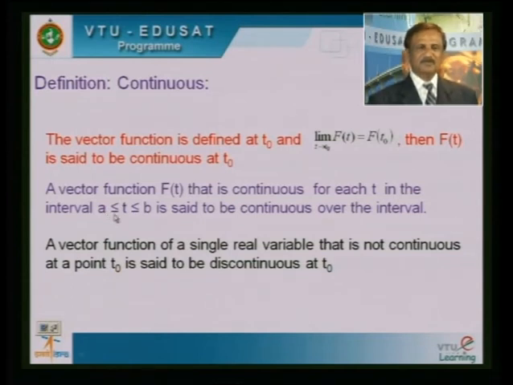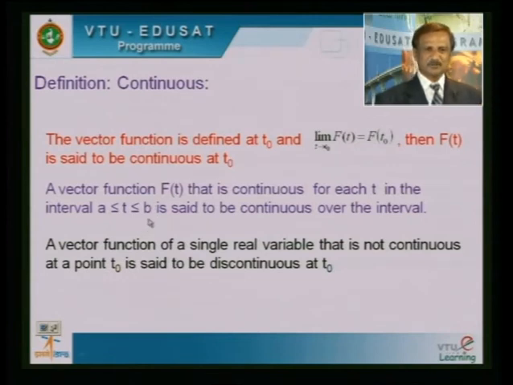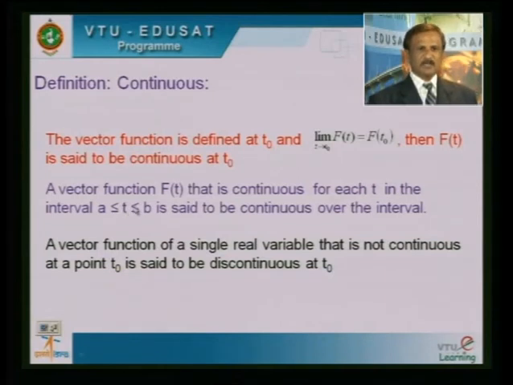So, for example, if it is 1 and 2, it is continuous at t is equal to 1, it is continuous at t is equal to 2, and it is continuous at t is equal to 1.5, and it is continuous at 1.6, 1.7, etcetera. For all those values, function is continuous. In the similar way, you can define a vector function of a single real variable that is not continuous at a point T naught is said to be discontinuous at that point.